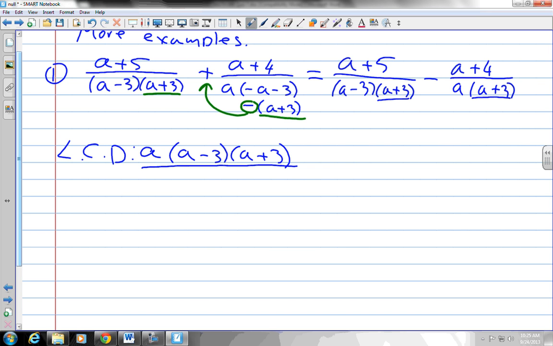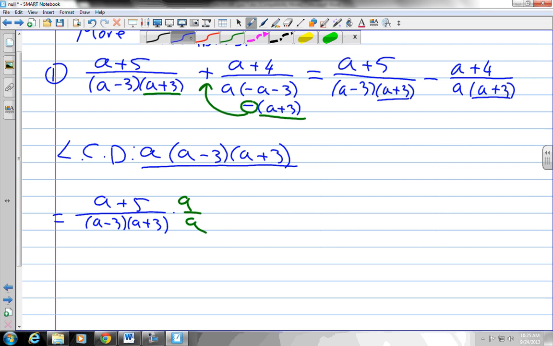So what is the first fraction missing in order to get to the LCD? A, right? So we need to multiply the first fraction by a over a. What about the second fraction? Right, so I'm going to need to multiply the second fraction by a minus 3 over a minus 3.